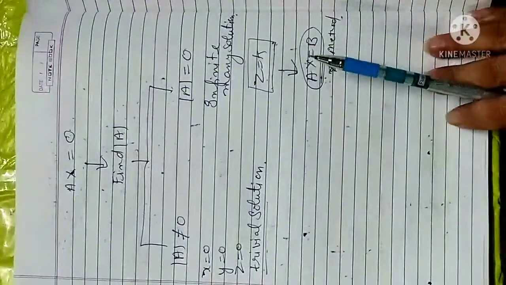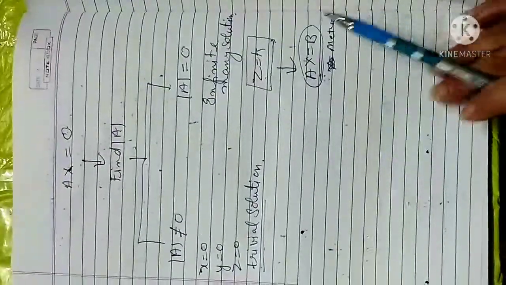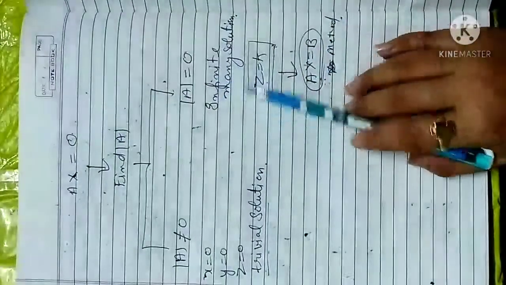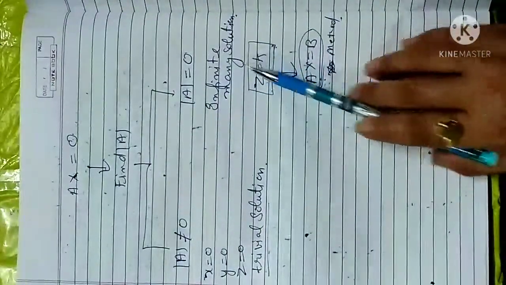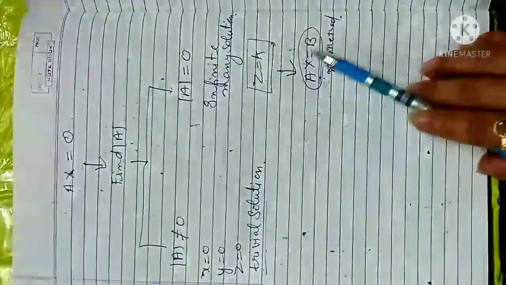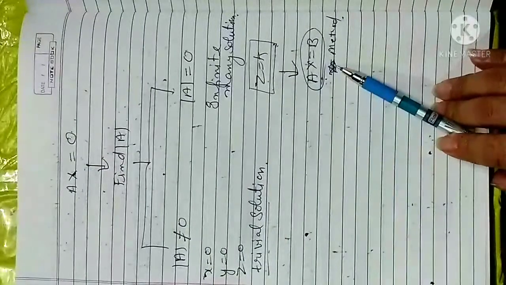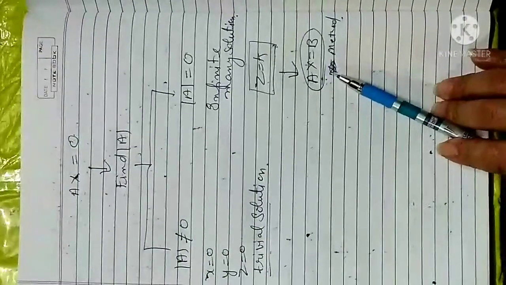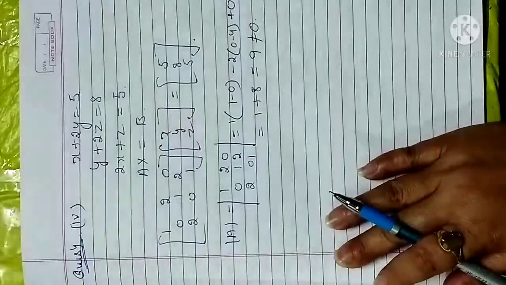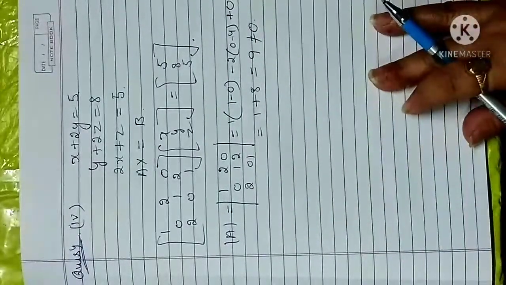It will be more clear when we solve the questions further. So if the determinant is equal to 0, that means infinitely many solutions. You go with the same method: substitute z is equal to k, then either go back to the AX is equal to B method again, or you can solve the equations simultaneously. So this is part 4 of question 4 of today's assignment.